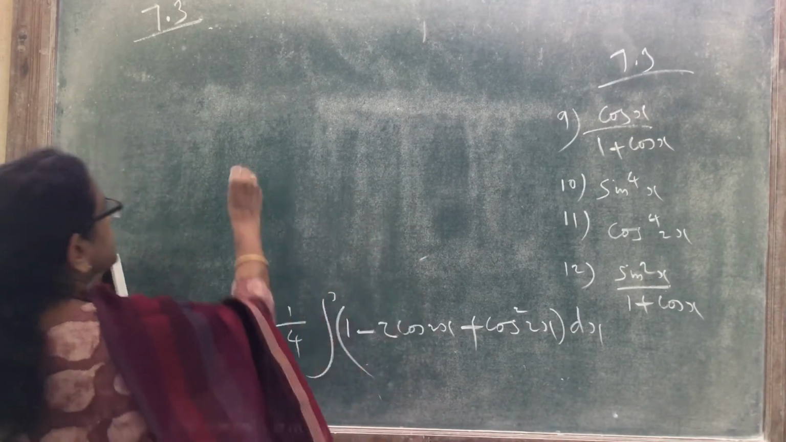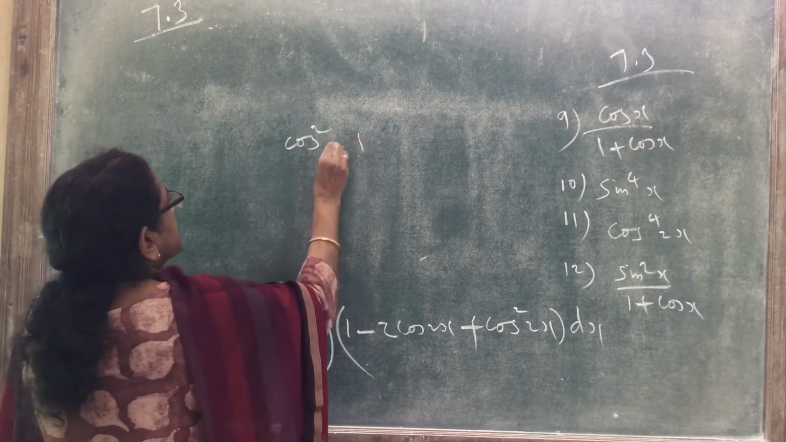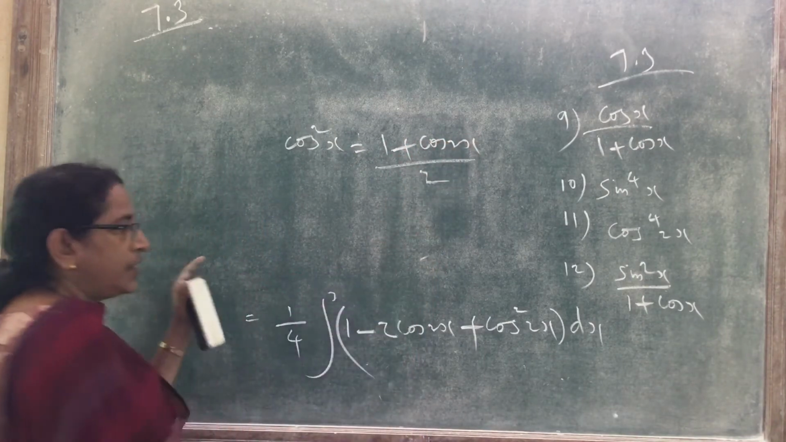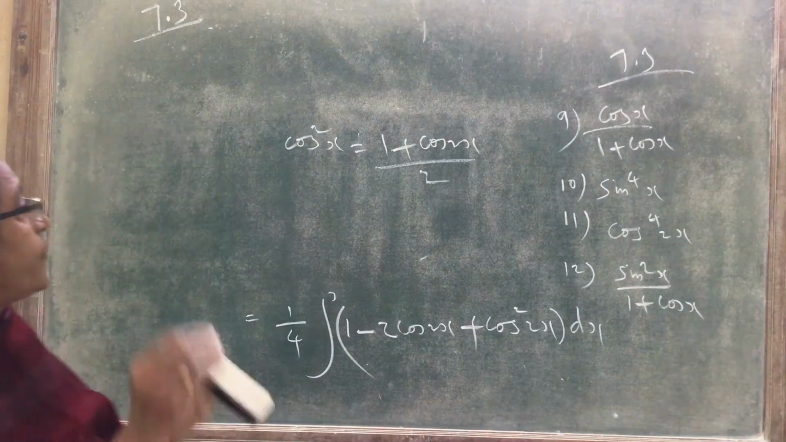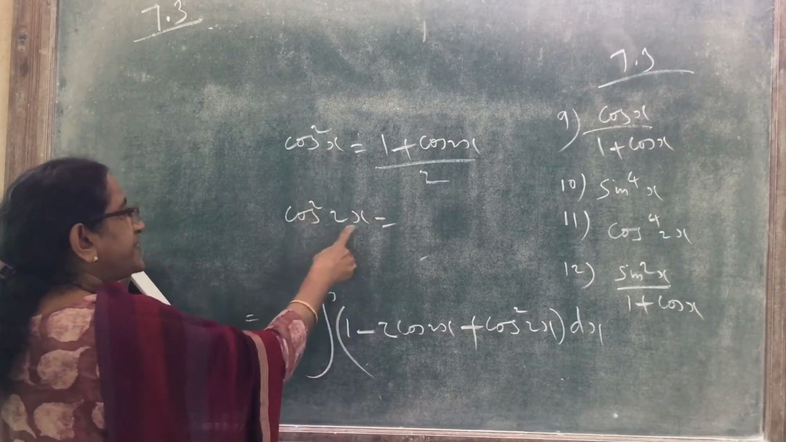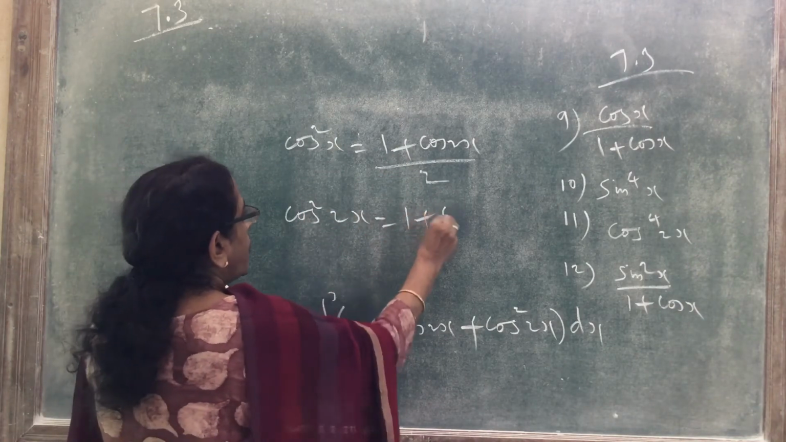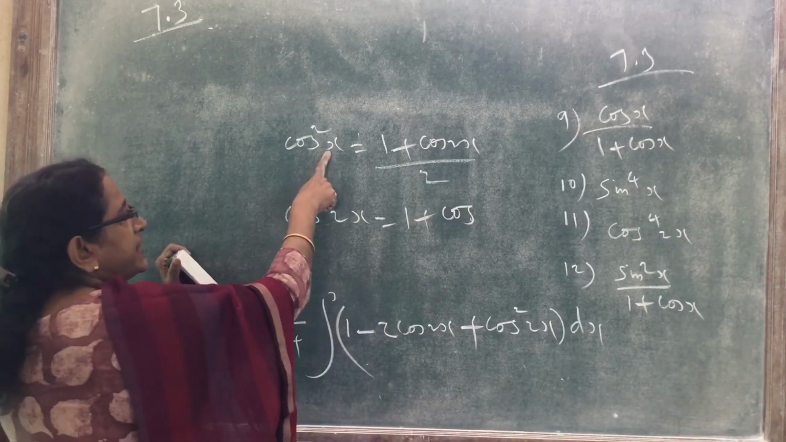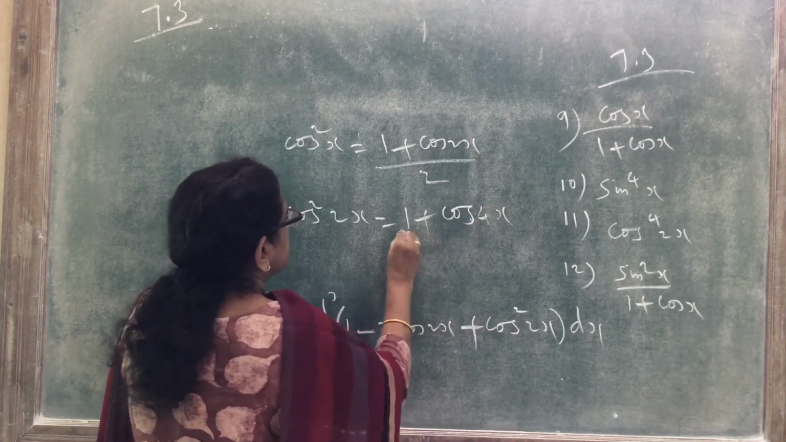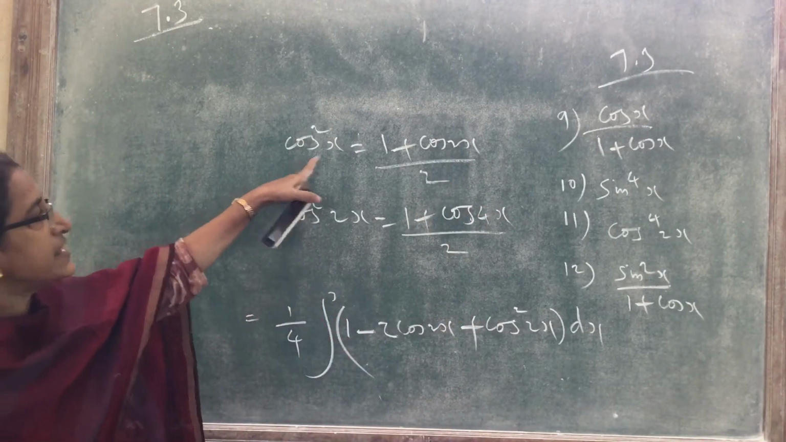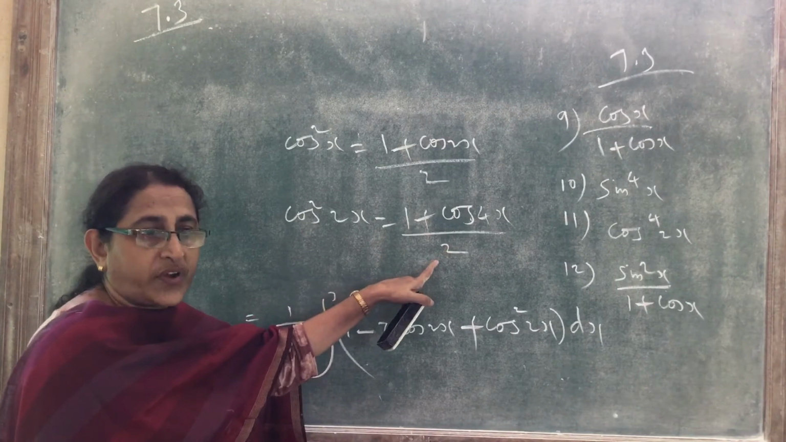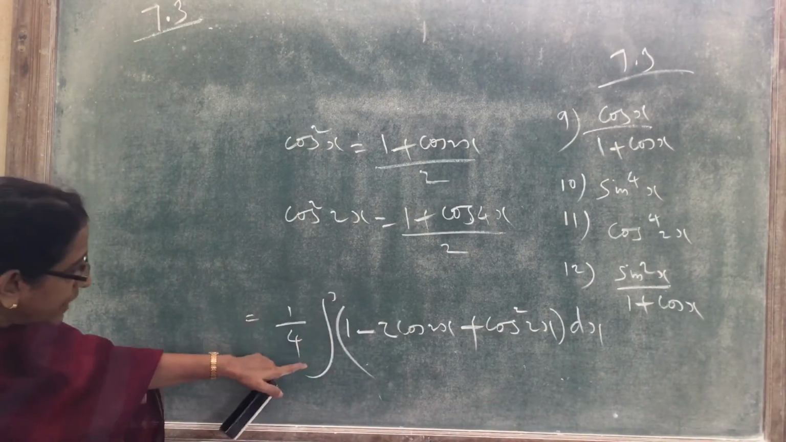So remember, what is cos^2 x? Cos^2 x equals (1 plus cos 2x) divided by 2. So what is cos^2 2x? In the place of x, write 2x. So 1 plus cos of 2 into 2x, that is cos 4x, whole divided by 2. So cos^2 x is (1 plus cos 2x) by 2, and cos^2 2x is (1 plus cos 4x) by 2. That is what we are going to substitute here.